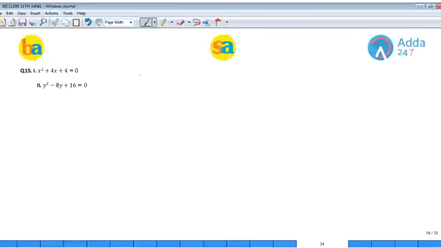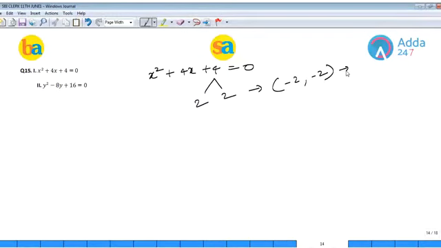Question number 15. The first equation is x square plus 4x plus 4 is equal to 0. So we can divide 4 into 2 and 2, because adding these two numbers gives us 4 and multiplying these two numbers also gives us 4. Now we will change the signs to obtain the required roots. So minus 2 and minus 2. This implies x is equal to minus 2.